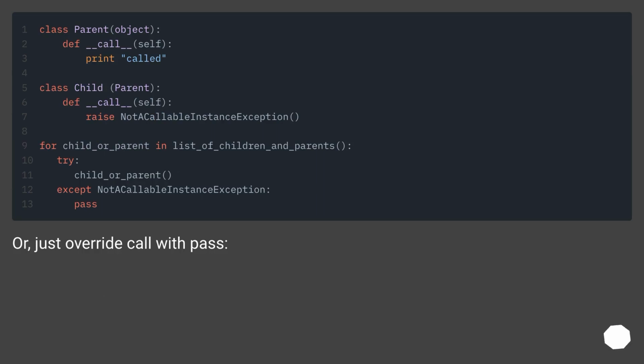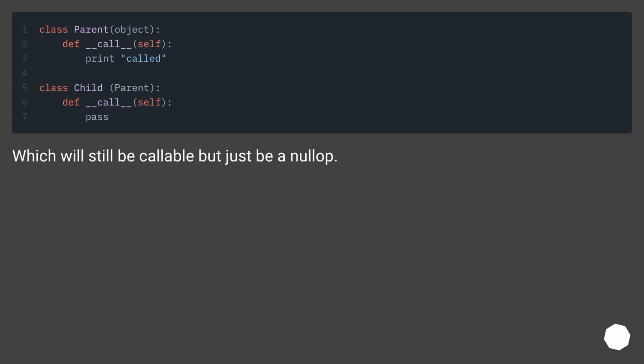Or, just override __call__ with pass. Which will still be callable but just be a no-op.